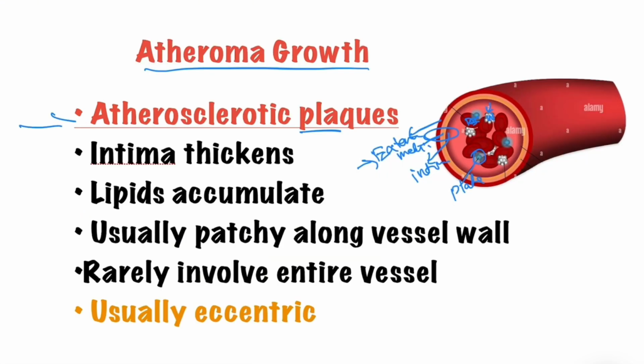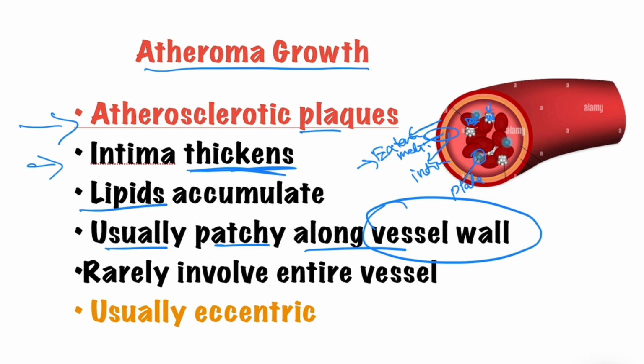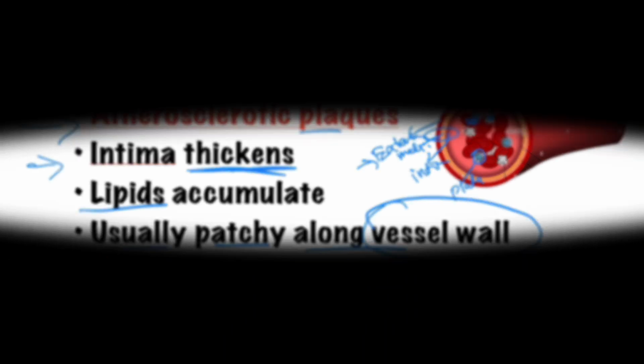Atherosclerotic plaque happens when the intima thickens and lipid accumulates in the intima, usually patchy along the vessel wall. Mostly it happens in part of the vessel wall and rarely involves the entire vessel. As I told you, the plug formation will occur on one side of the lumen.